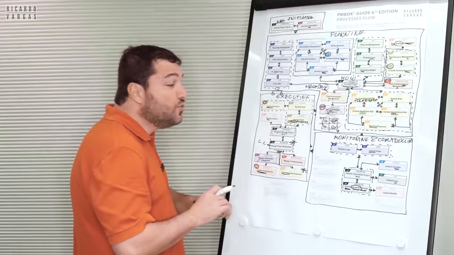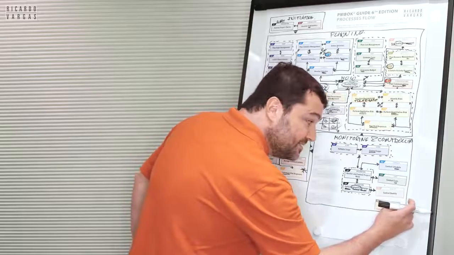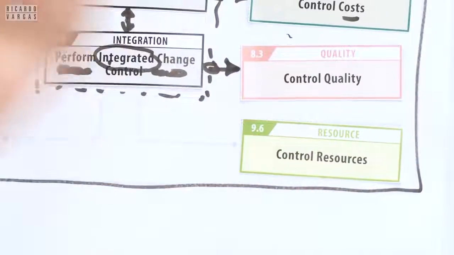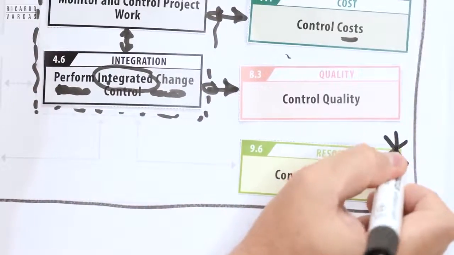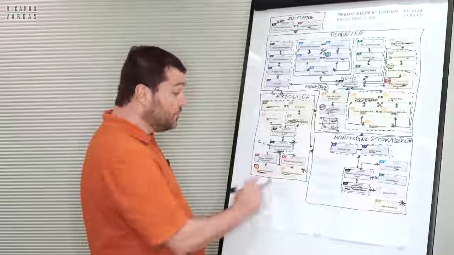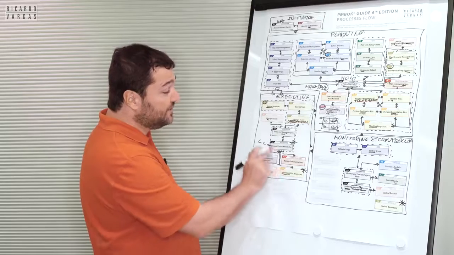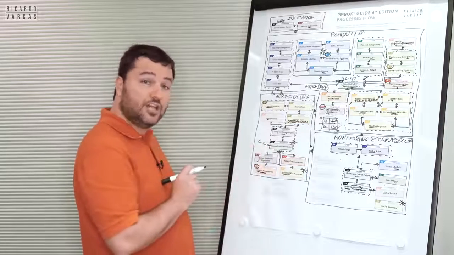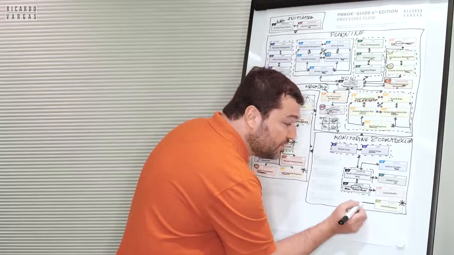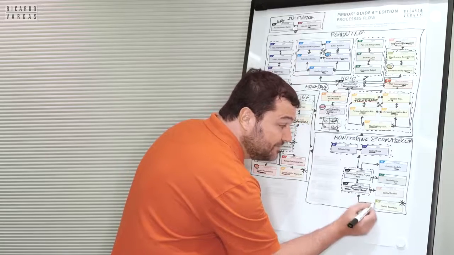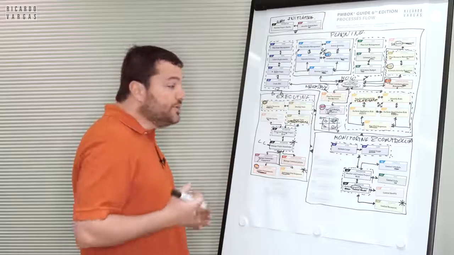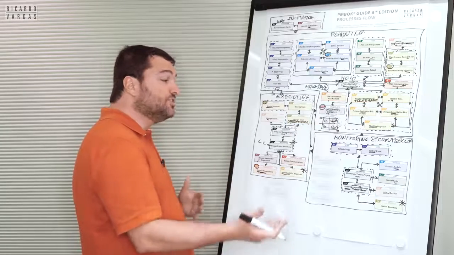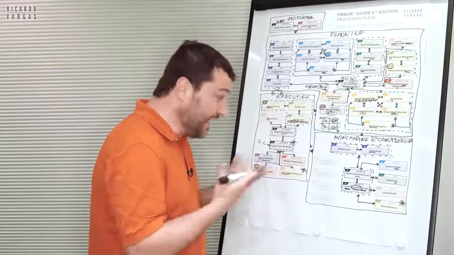Then you need to control resources. Oops. For those with the PMBOK 5th edition, this is a new process, together with implement risk response and manage project knowledge. So control resources, what do I mean by that? Do I need to add more resources? Do I need to reduce? Are the resources performing at the level that I want?